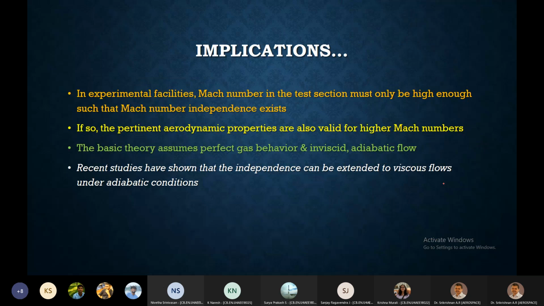So just to summarize the implications of it, the test section Mach number, we can maintain at a reasonable level in experiments and make the measurements, and assume that these properties under inviscid adiabatic conditions can be constant over a significant range of Mach numbers. So instead of conducting experiments, which is very difficult, as we'll see soon, at higher Mach numbers, we can do experiments at lower Mach numbers and use the concept of Mach number independence to infer or calculate values at higher Mach numbers.